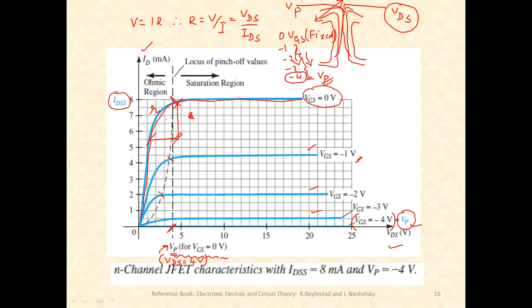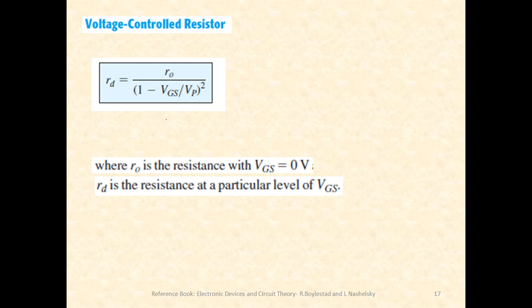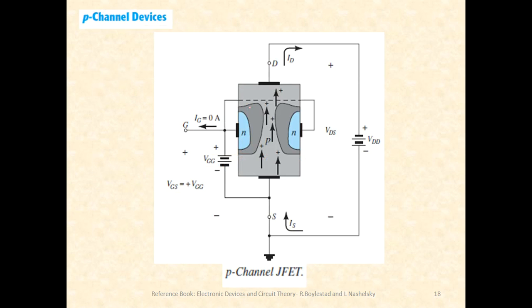Okay, so that particular resistance is given by a formula which is represented like this, where RD equals R0 times (1 minus VGS upon VP), where VP stands for pinch off voltage. Okay, so you can just observe R0 is the resistance when VGS is 0, and RD is the resistance at a particular level of VGS. Okay, so this will help you while solving some of the problems in our future classes.